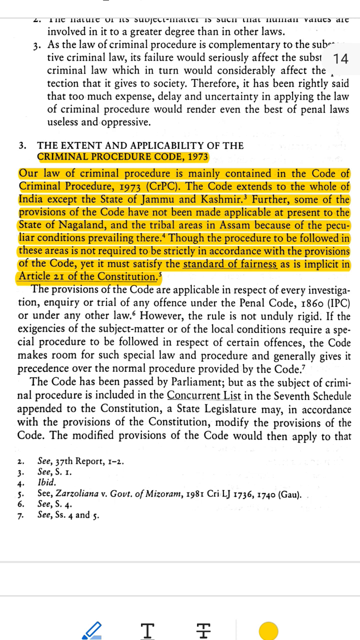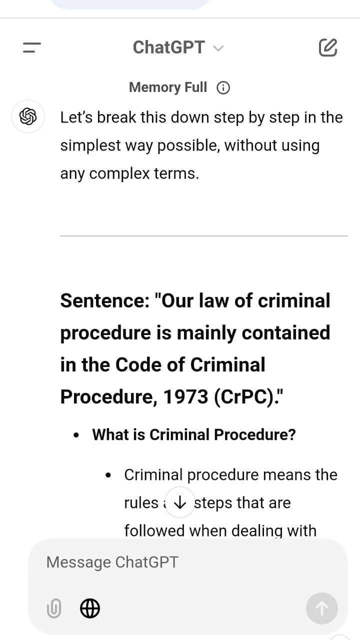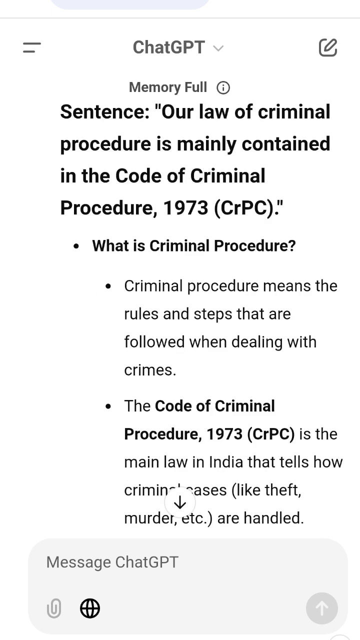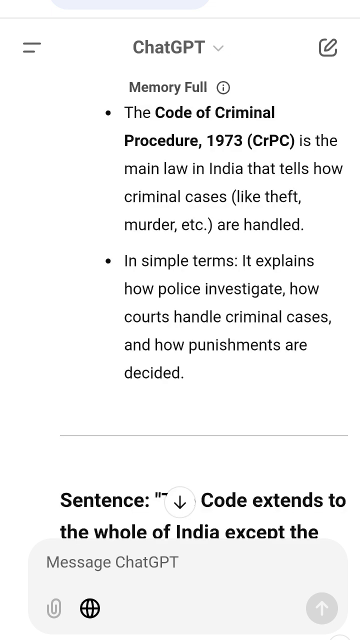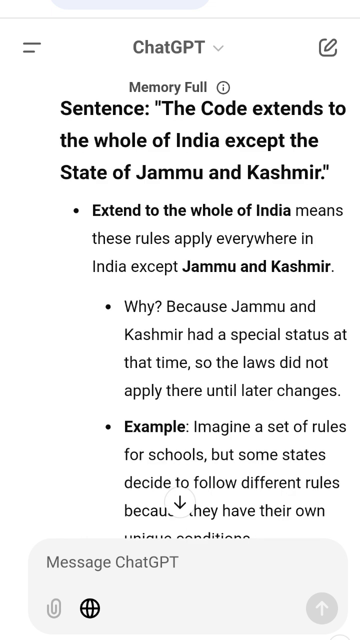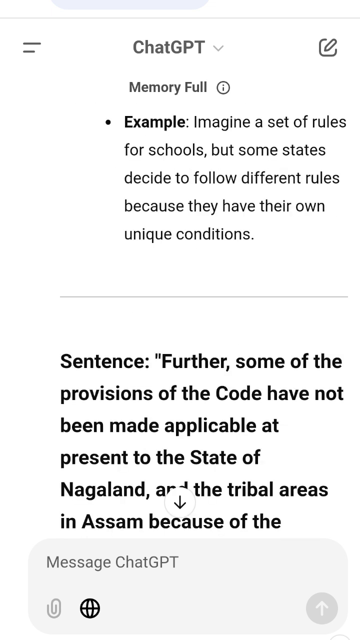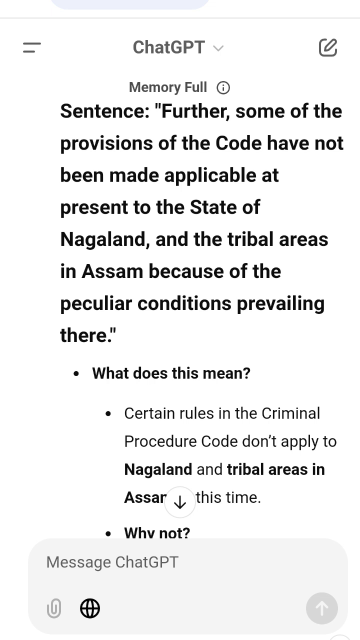What does this mean? Even though certain laws don't apply strictly in these areas, Nagaland and tribal Assam, they still need to be fair and just as mentioned in Article 21 of the Indian Constitution. Article 21 of the Constitution says, "No person shall be deprived of life or personal liberty except according to a procedure established by law." So, fairness and justice should still be followed, even if the specific rules of the Criminal Procedure Code don't apply.